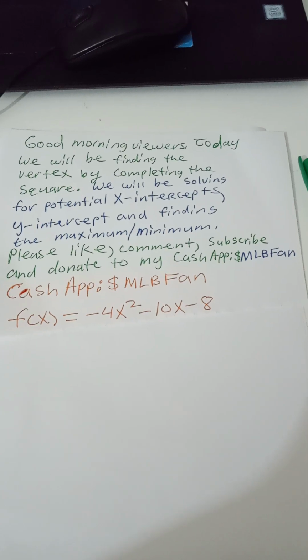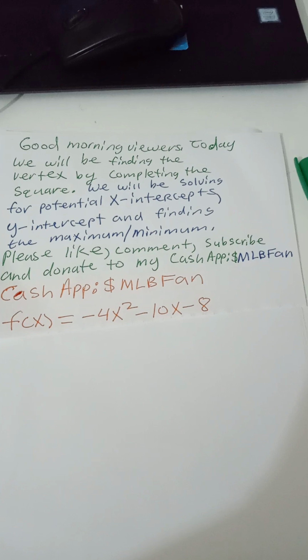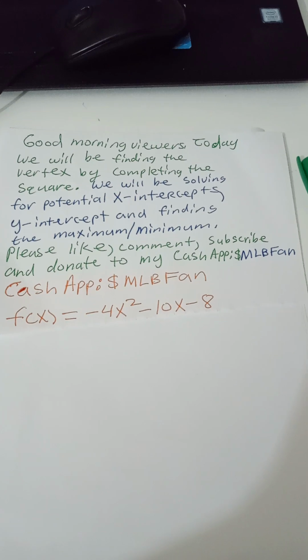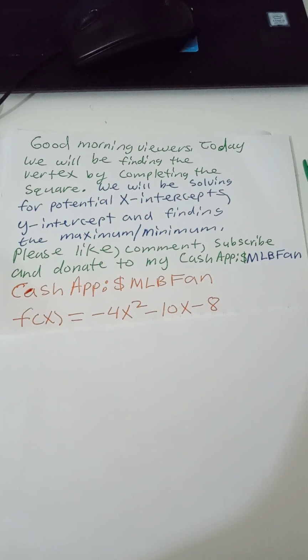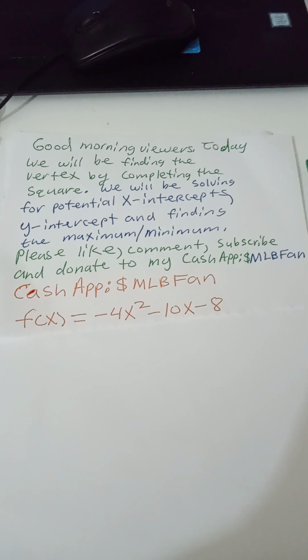Good morning, viewers. Today we will be finding the vertex by completing the square. We will be solving for potential x-intercepts, y-intercept, and finding the maximum and or minimum.